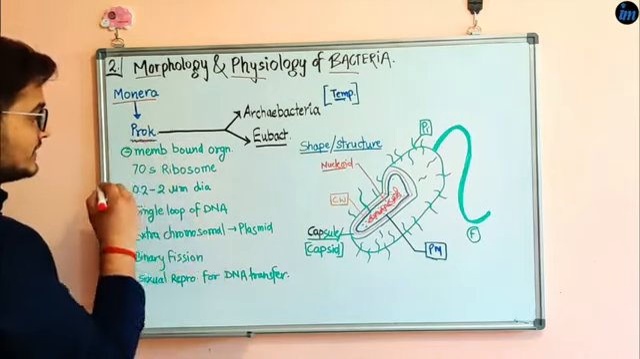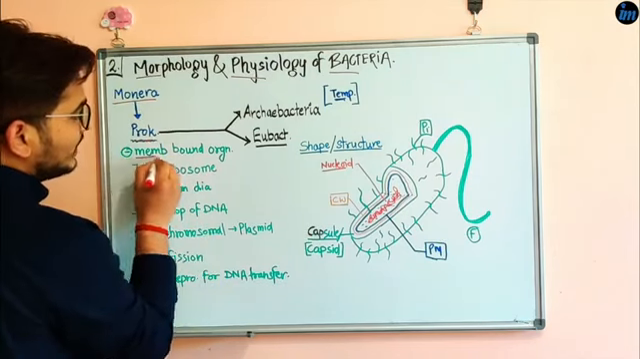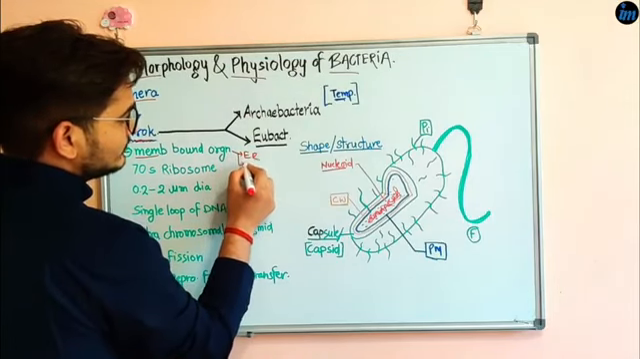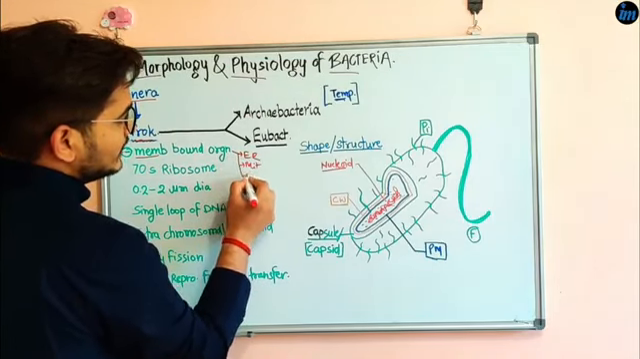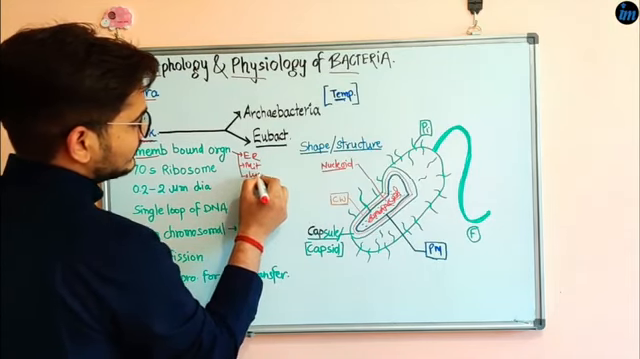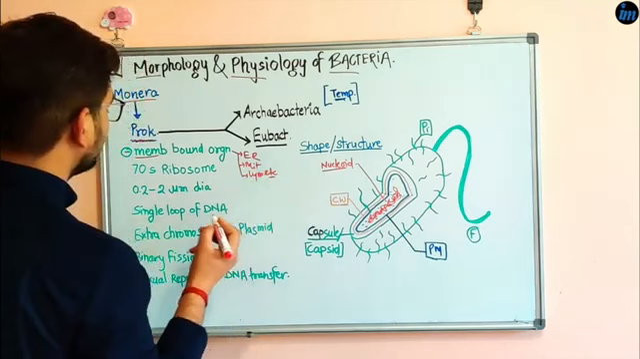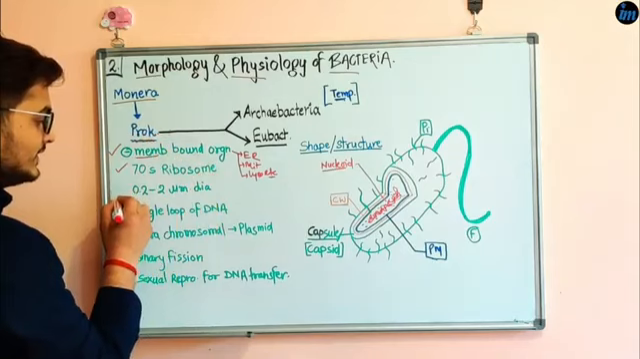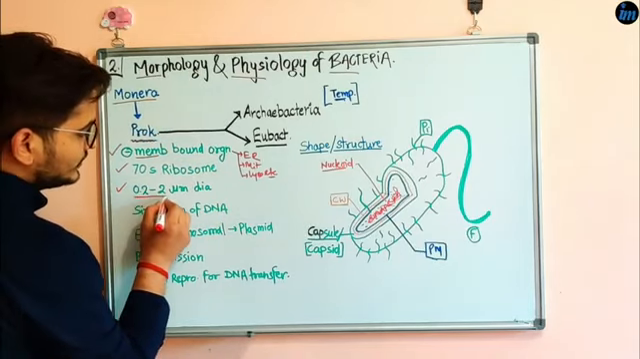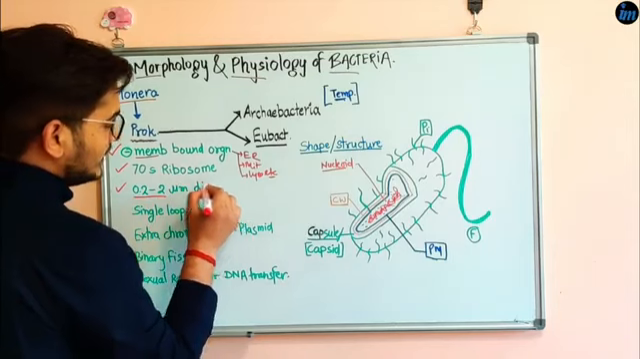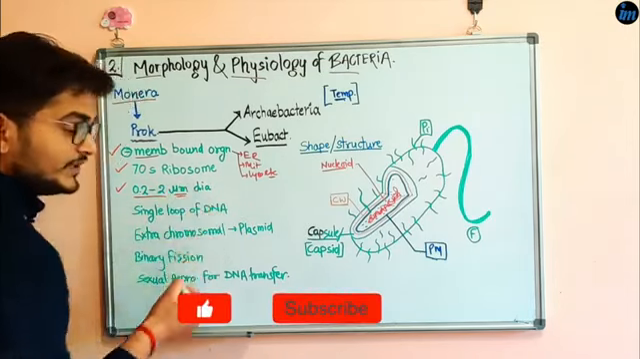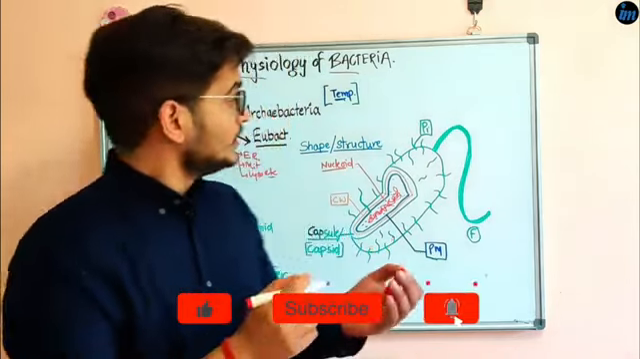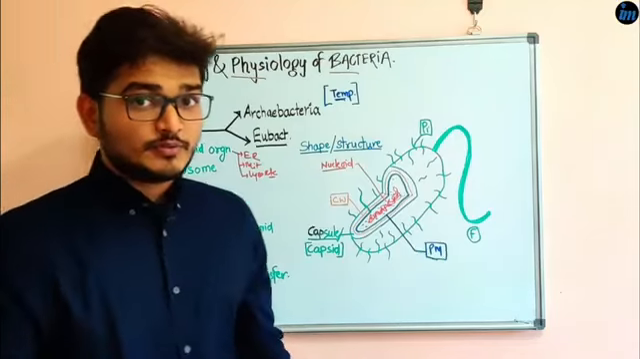If I tell you their peculiarities, they lack membrane-bound organelles, basically the endoplasmic reticulum, mitochondria, lysosome, etc. The second one, they have 70S ribosomes, and third, they have a 0.2 to 2 micrometer diameter. They are that small. They are at the micro level, that's why we can't see them with open, naked eyes. So at this moment, that's why we are studying microbiology.